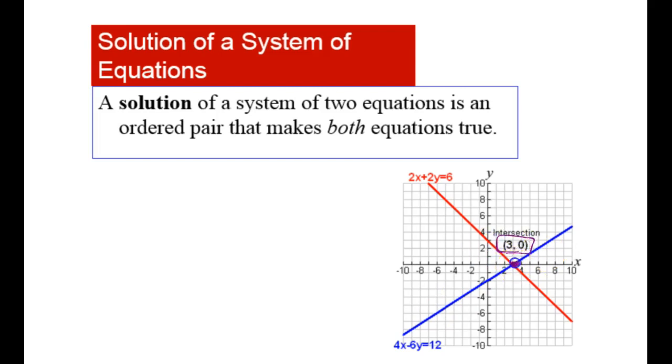This line, both the blue and the red line here cross at 3, 0, and that means that if you were to plug in a 3 for the x value, you'd get 2 times 3 or 6, plus 0 equals 6. That's a true statement up here. And if you were to plug in 3, 0 down here, 3 times the 4 is 12, plus 0 will give you 12. That's a true statement. So this point satisfies both the blue and the red, and that's why it's called the solution for the system.